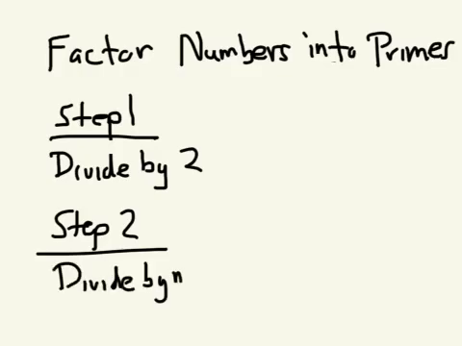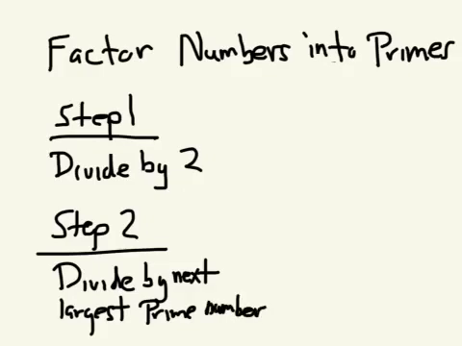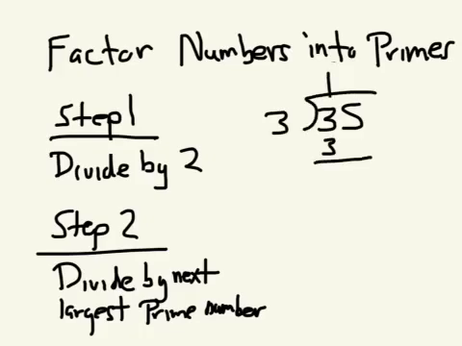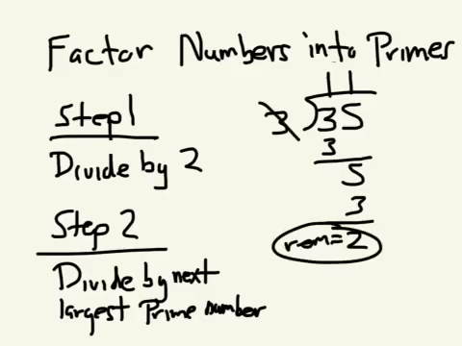Step 2 is to divide by the next largest prime number. Okay, so my next largest prime number to divide into 35 would be 3. Since my remainder is equal to 2 and not 0, 3 and 11 are not factors of 35.